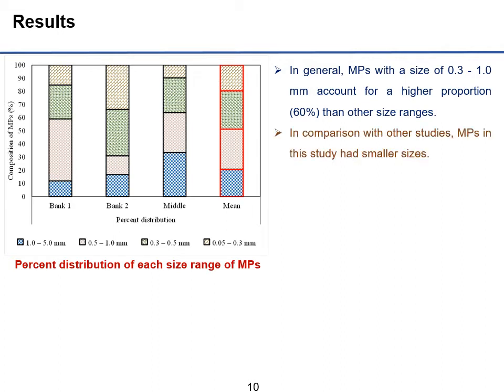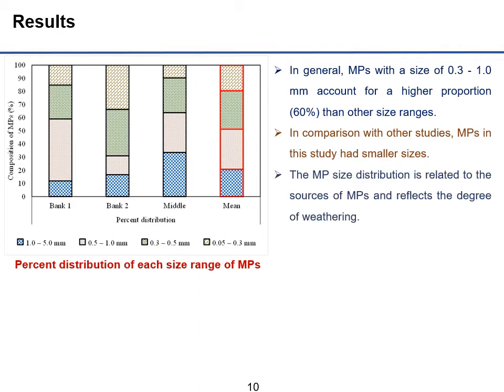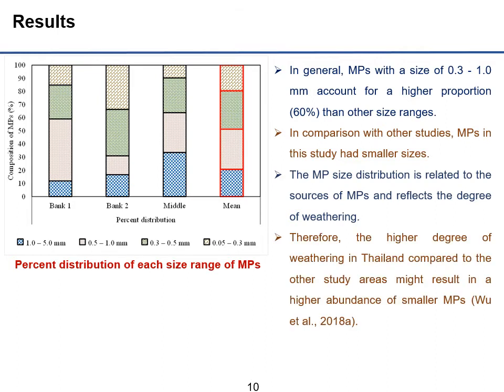And in comparison with other studies, microplastics in this study have smaller size. According to one study, the microplastic size distribution is related to the sources of microplastics and reflects the degree of weathering. Therefore, the higher degree of weathering in Thailand compared to other study areas may result in a higher evidence of smaller size microplastics.